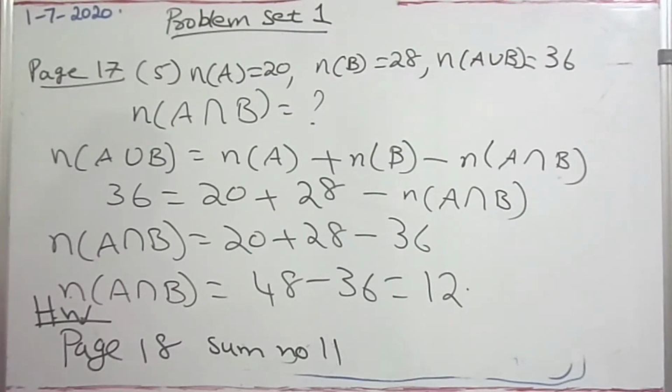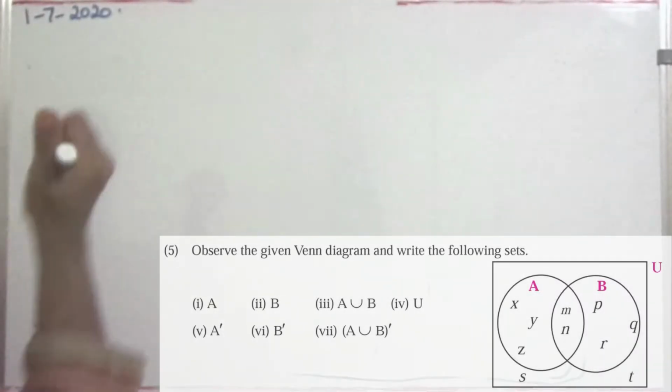Okay. Now come back to practice set 1.4. Now the sum number 2, 3, 4. These word problems are omitted. So write down omitted there 2, 3 and 4. Now we'll do sum number 5. Observe the given Venn diagram and write the following sets. Let me draw the Venn diagram here.